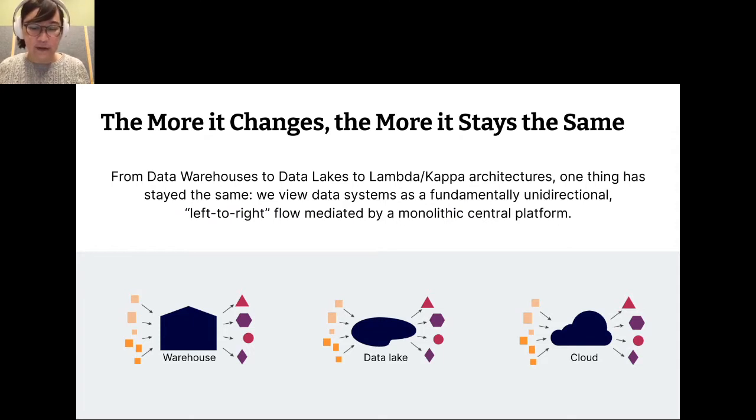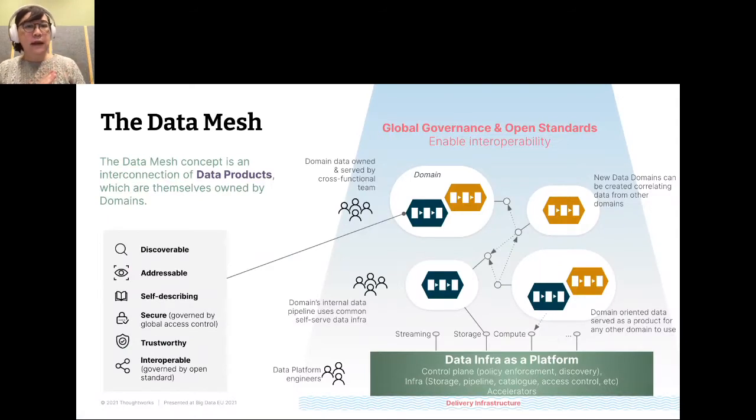As I mentioned before, data mesh is a concept where we decentralize, where we're decomposing that monolith into many smaller parts. The metaphor here is the decomposition of monolithic software systems into microservices.